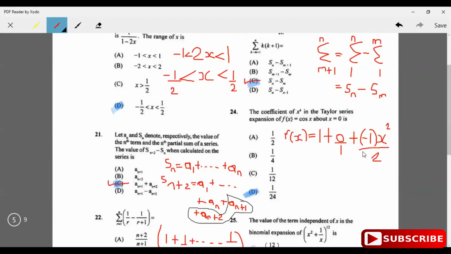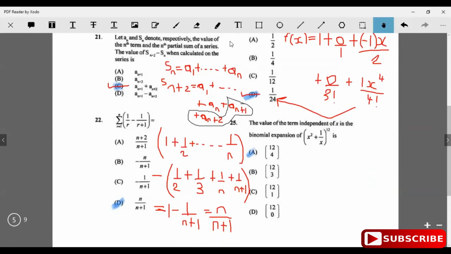Then it's going to be plus 0 again over 3 factorial. And then we get the plus 1 times x to the 4 over 4 factorial. Now 4 factorial works out to 24. So it's 1 over 24, and that's how we get option D. Easy question.